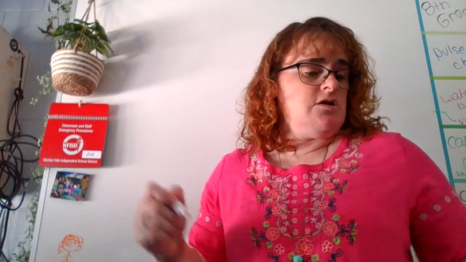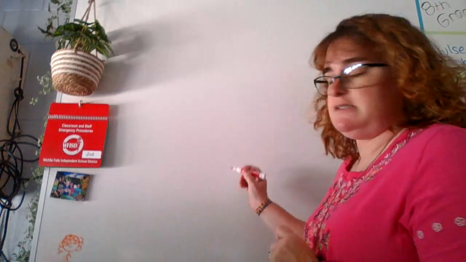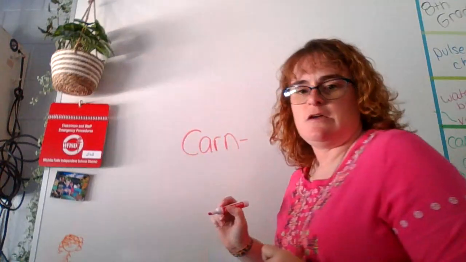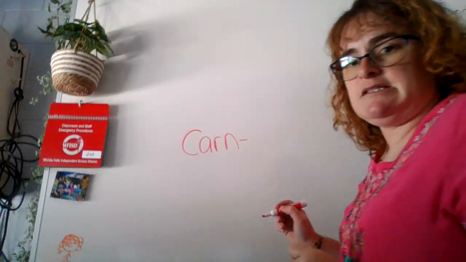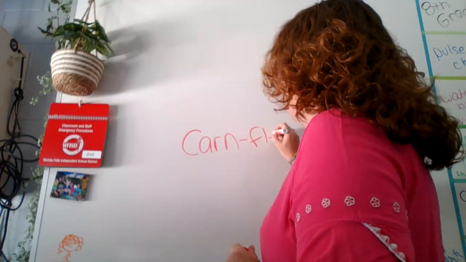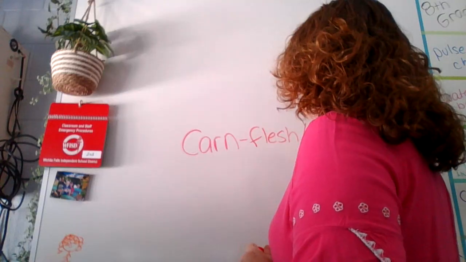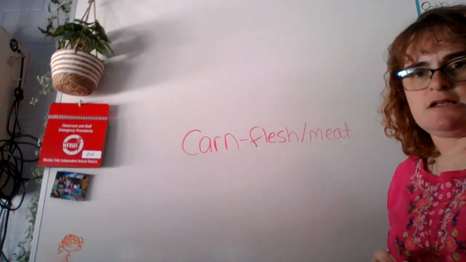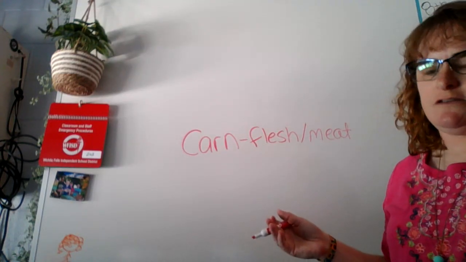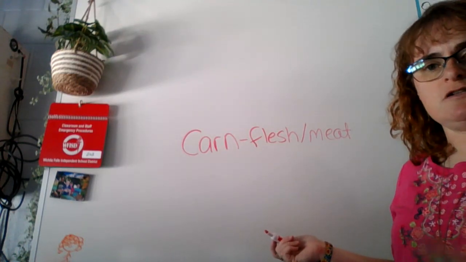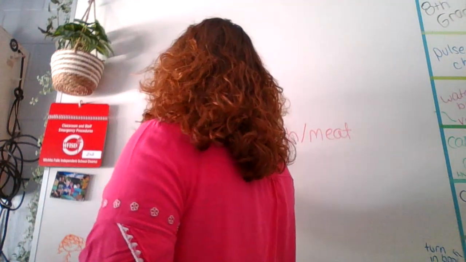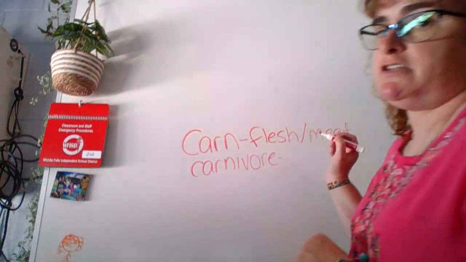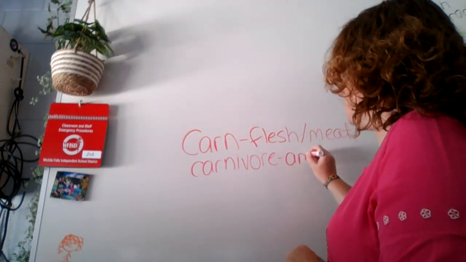So let's go down to carn. So the word is C-A-R-N. So when they look that up, it's going to say flesh or meat. So they have to use that, then they're going to find a word to find their definition. A lot of students are finding carnivore. And the definition for that is an animal that eats meat.